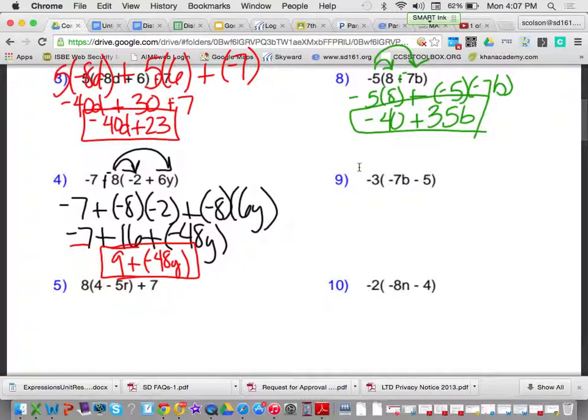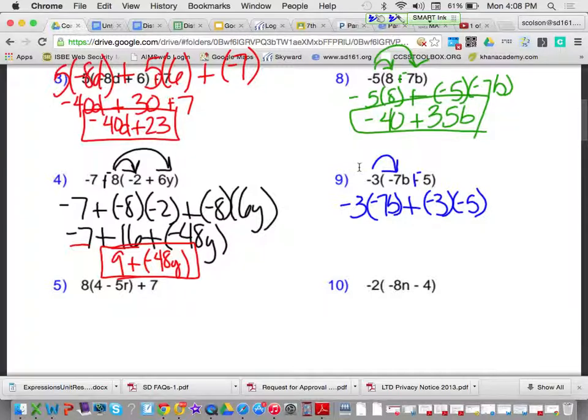Now, there are rules for how stuff needs to be ordered, so we could be a little more accurate with some of these, but I'm fine if you get to the point where we are right now. Don't worry about it. All right, number 9. Let's see, I have a minus, so that's plus a negative. So I have negative 3 times negative 7b, you can see that right here, plus negative 3 times negative 5.